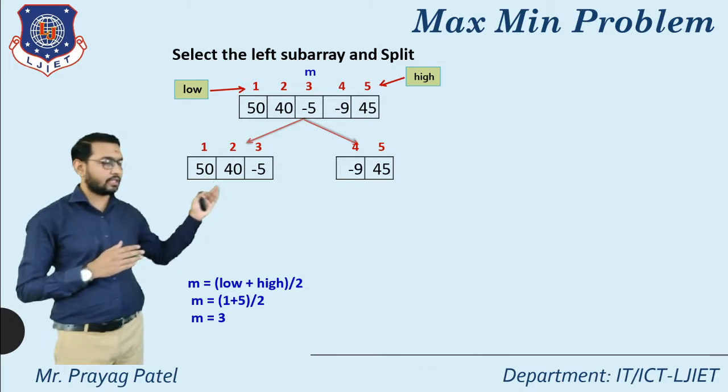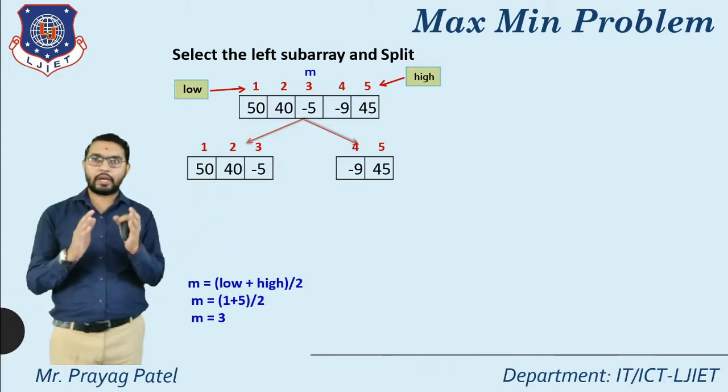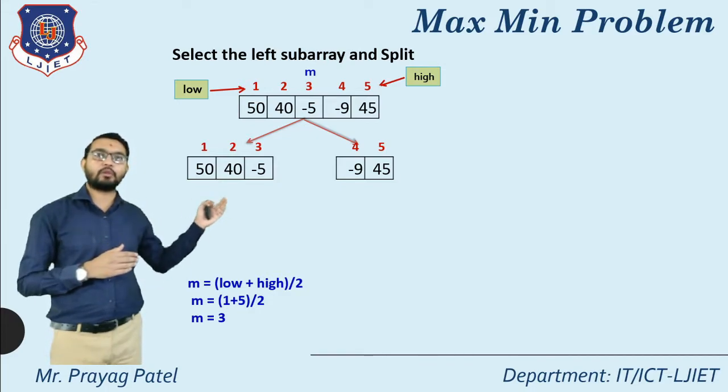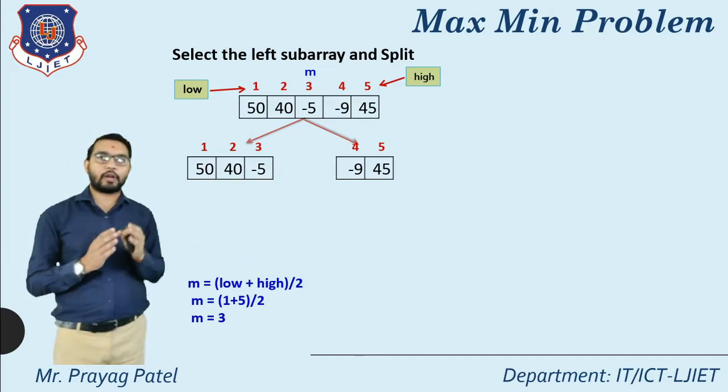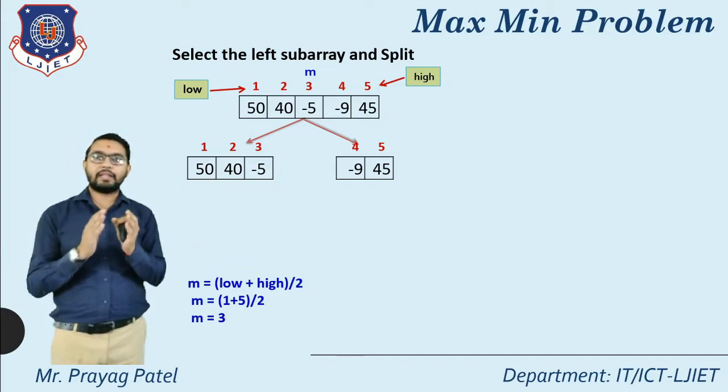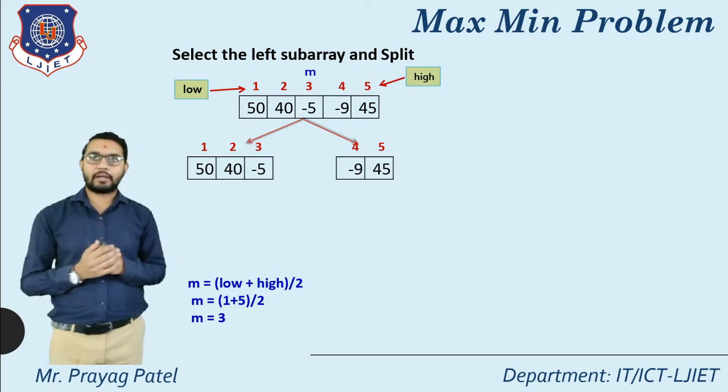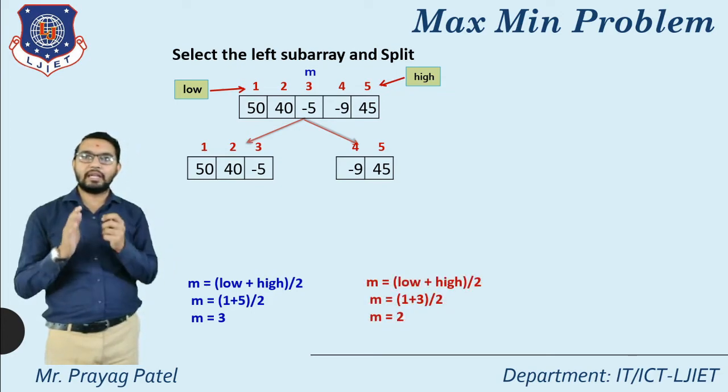In the left sublist we have 3 elements, locations 1, 2 and 3. That's why we divide this sub-problem further. But the right sublist has only 2 elements, 4 and 5, so there is no need to divide the right sublist into subparts. So we only divide the left sublist.